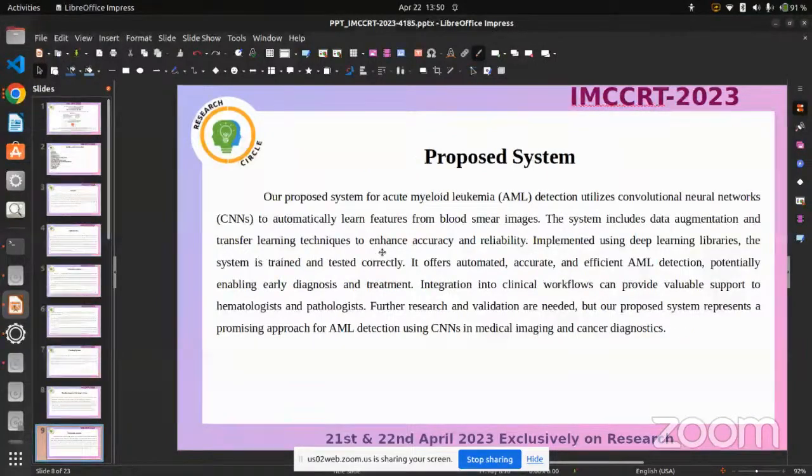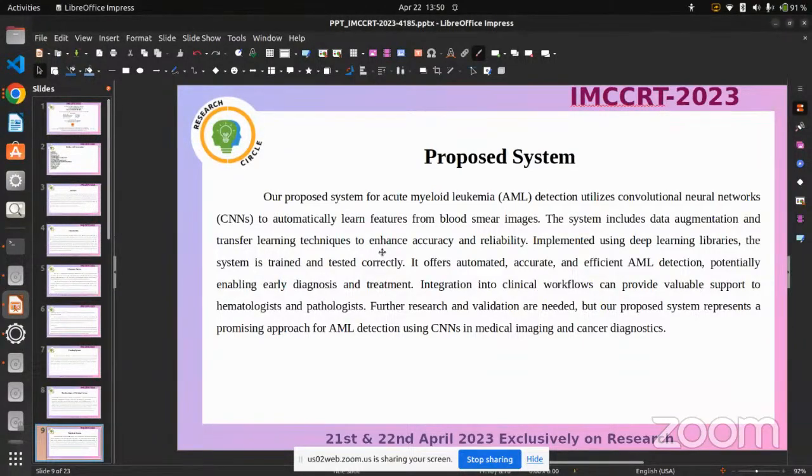These convolutional neural networks automatically learn the features from blood sample images, and by performing techniques like data augmentation, pre-processing and transfer learning, we can enhance accuracy and reliability also. So basically, using these CNNs, we can overcome the existing system drawbacks, and we can get an accurate and automated system. Here no one is involved, we just have to run the program and we get the output. We have to give the input and the model is already trained. The model is already trained with the help of a huge data set.